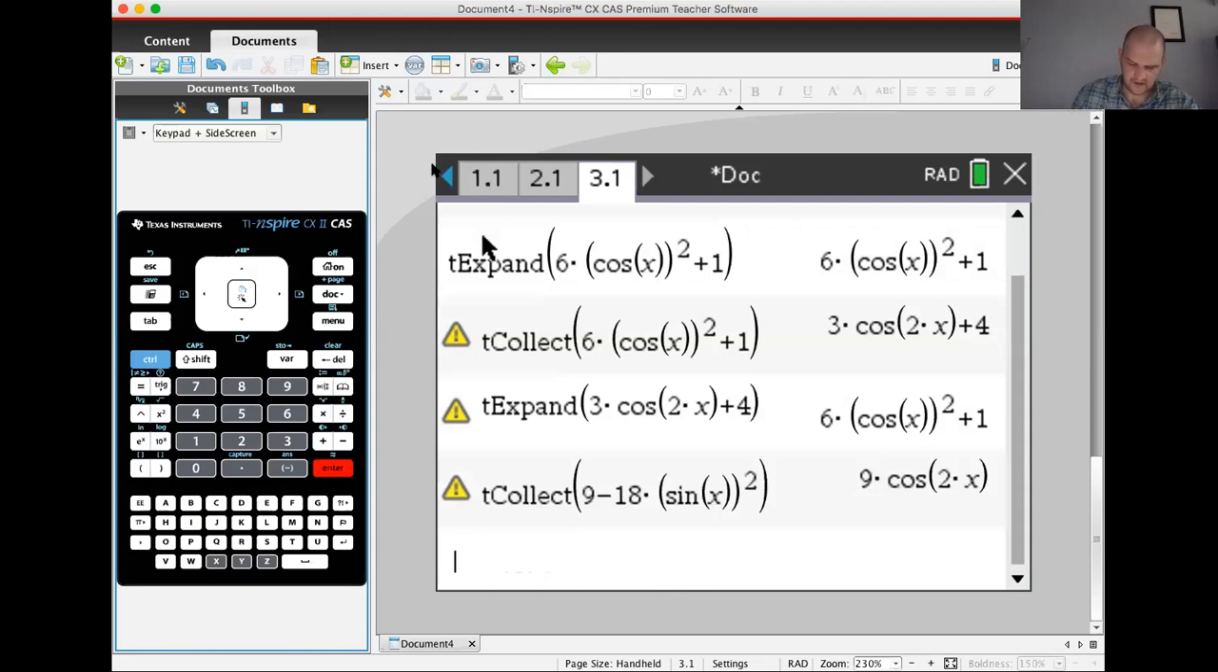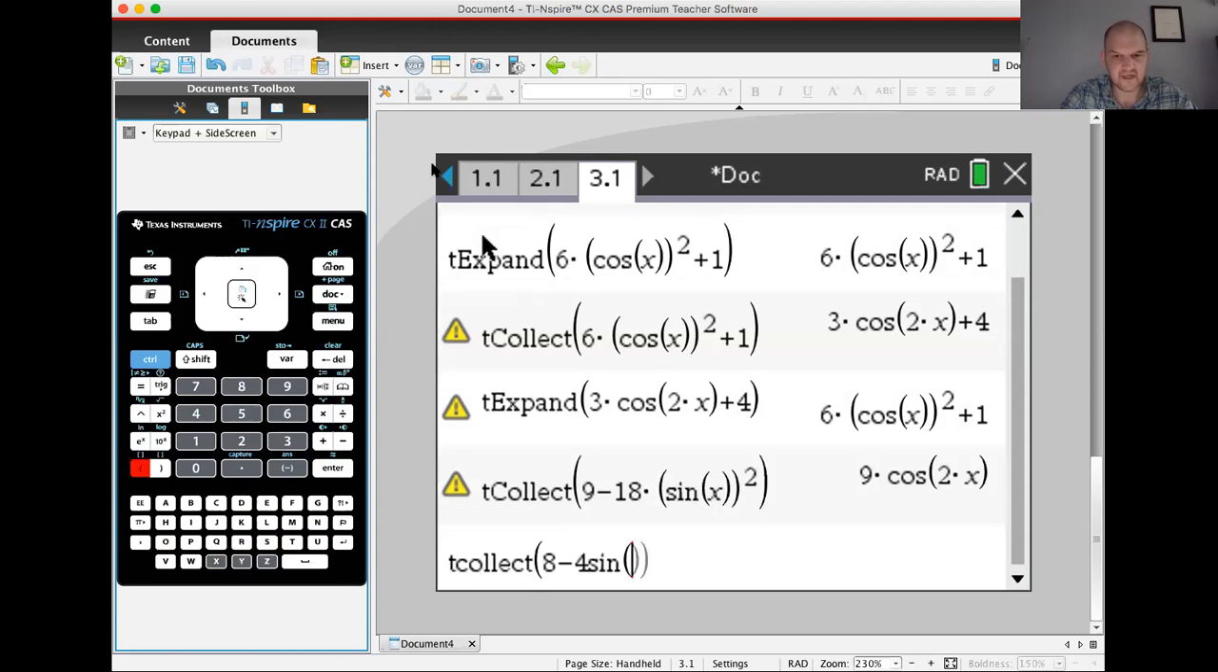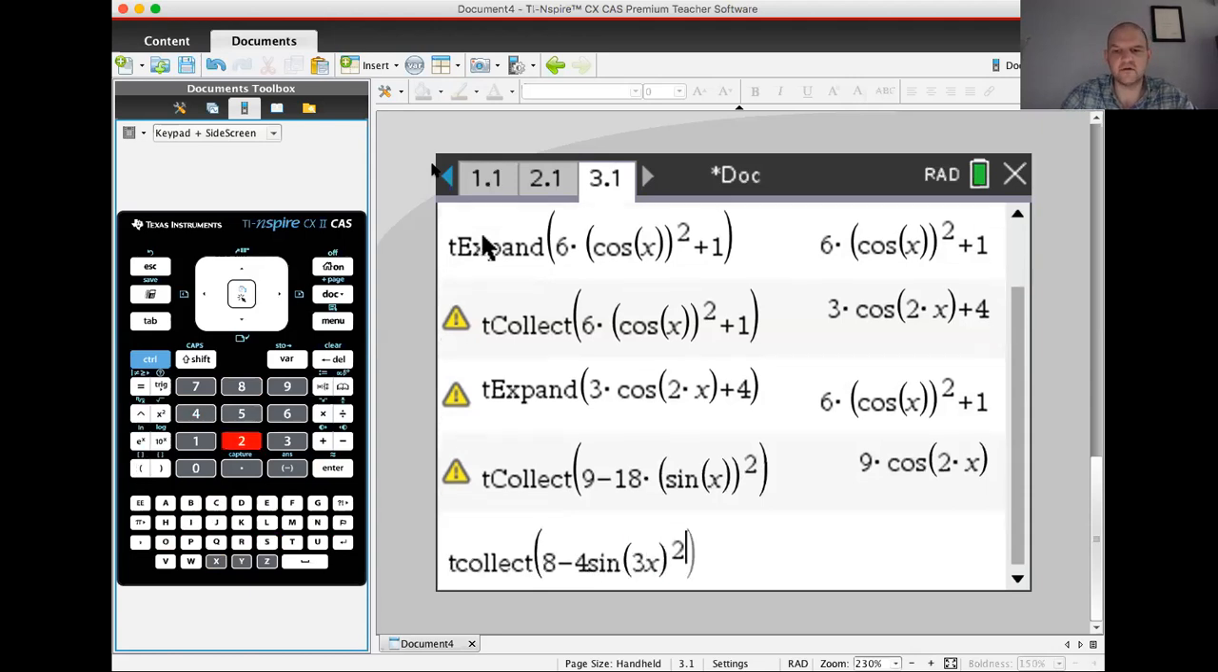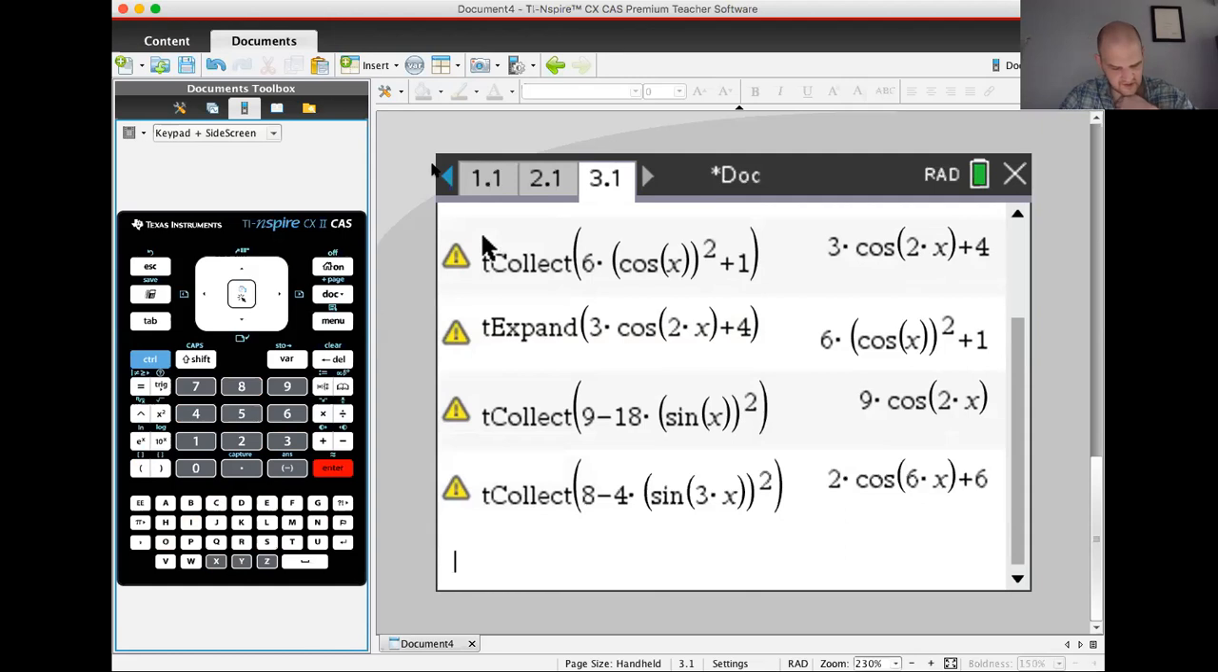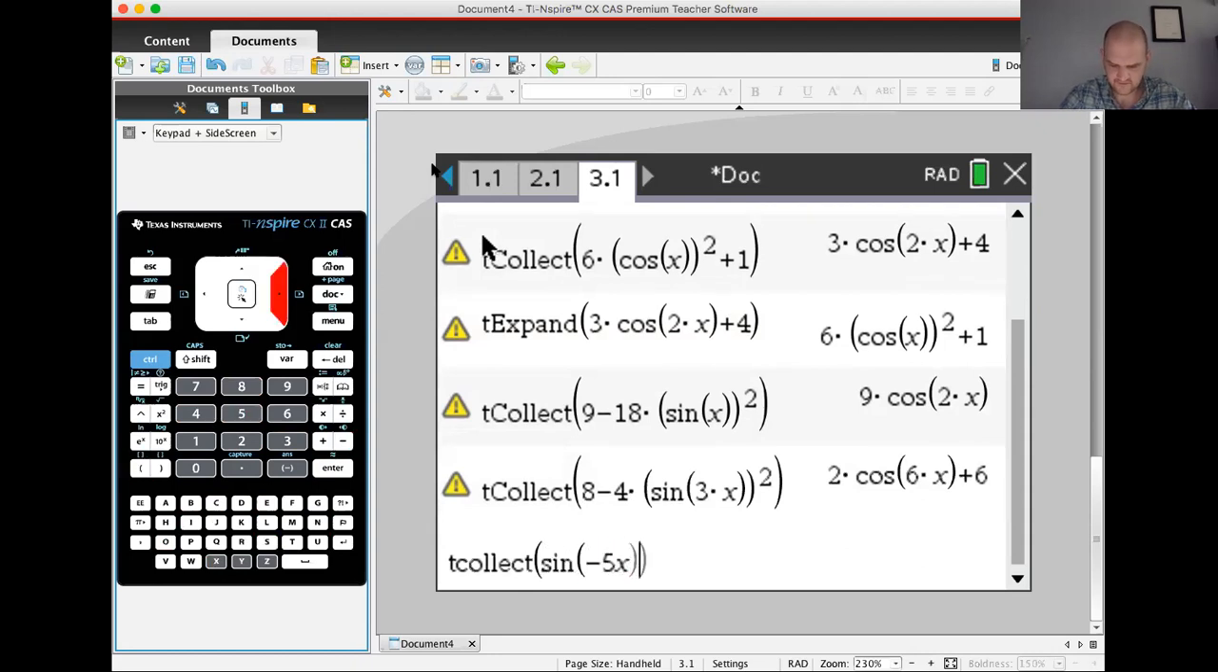So we got it. I don't really know what the limits of this are, so let me try collecting C. So it's 8 minus 4 sine of 3x and then squared. So it gives us 2 cosine 6x plus 6. Nice. Let's see what it has to offer on J. So I'm going to trig collect sine of negative 5x cosine.